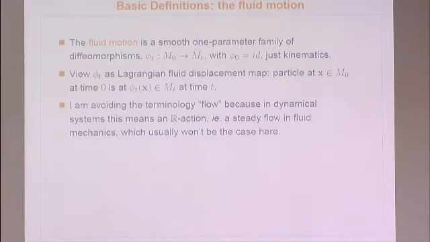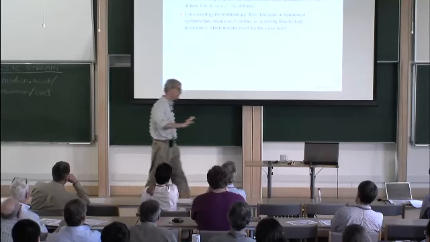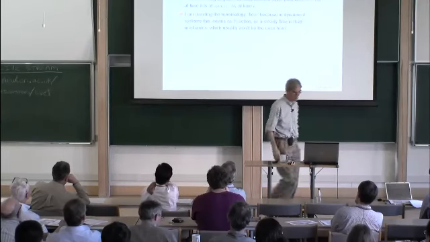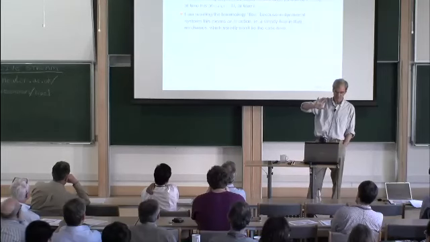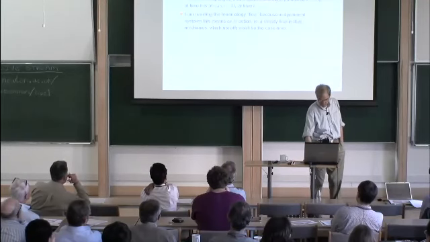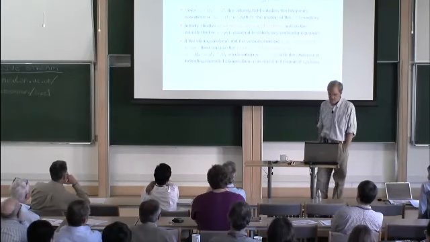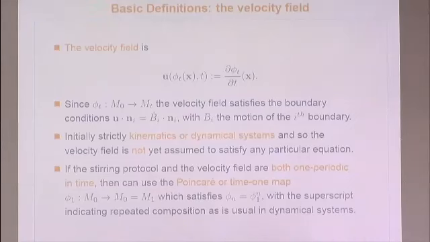So it's just a family of diffeomorphisms. So you should think of this as a Lagrangian advance map. So you start at a point at time 0, and at time t, you're at the point phi sub t. So formally speaking, this is a differentiable injective map from the initial fluid region to the final fluid region. And the velocity field, of course, you get by taking a time derivative of the motion.